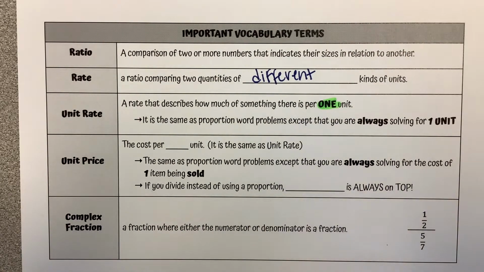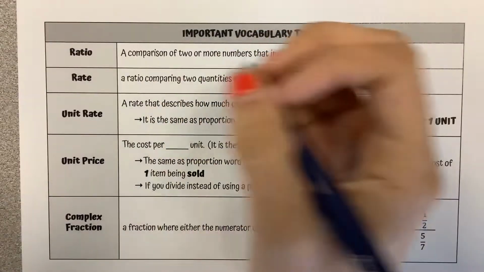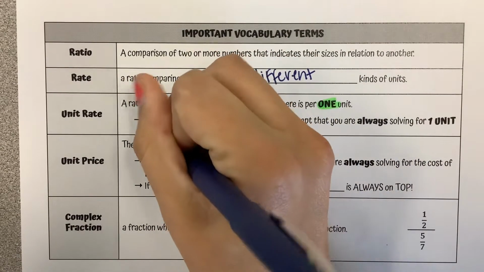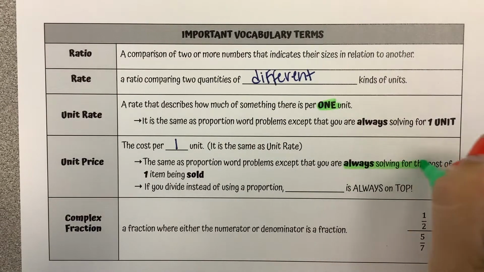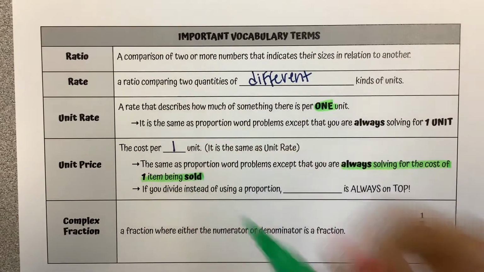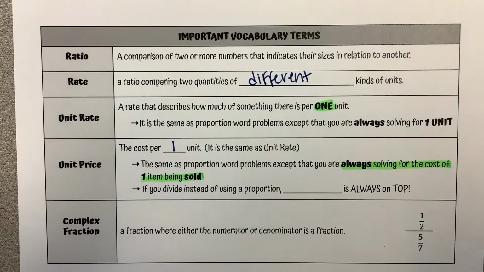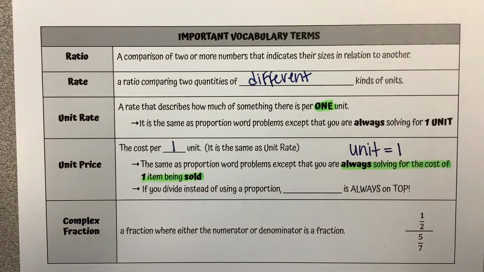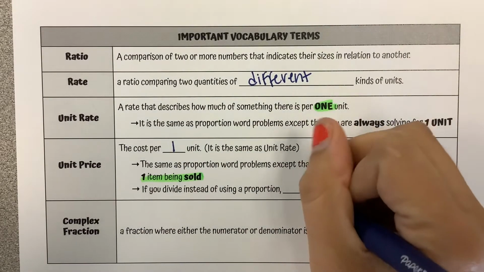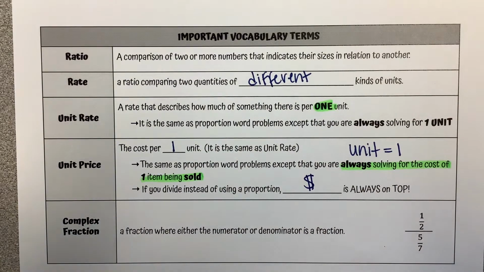And then unit price is the same thing as a unit rate, but we're talking about money, right? So it's the cost per that 1 unit. We are always solving for the cost of one item being sold. So the unit that is not cost is going to be 1. If you don't set up a proportion and you're just going to divide, it is important to note that money always has to be on top for a unit price. But if you do a proportion, order doesn't matter.